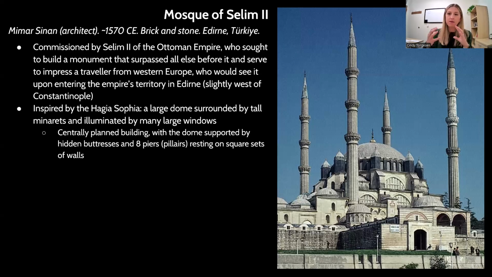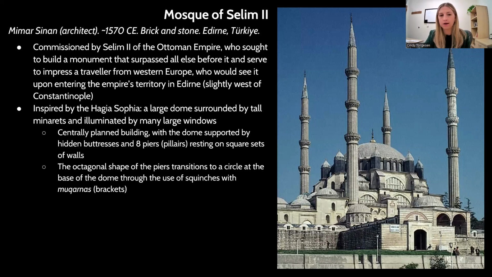So you have these 8 piers, which are these 8 buttresses that are holding it up, resting on square sets of walls. So again, we looked at this before, that you basically have these square supports, and then the dome that's sitting on top, and then you have the squinches, which are going to be the things that are connecting, as opposed to the pendentives, which is what we saw in the Hagia Sophia. It's an octagonal shape.